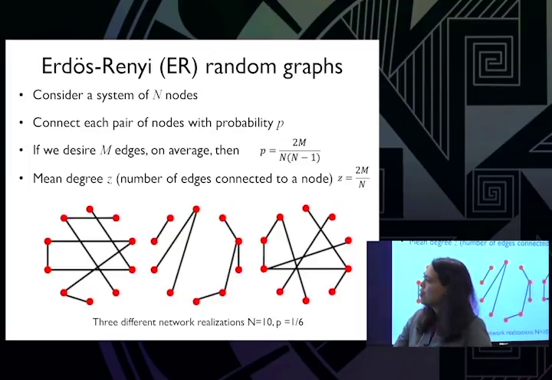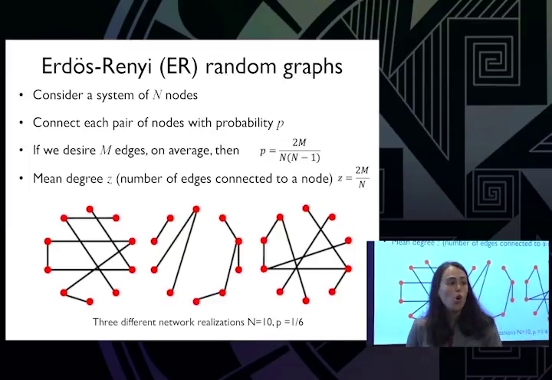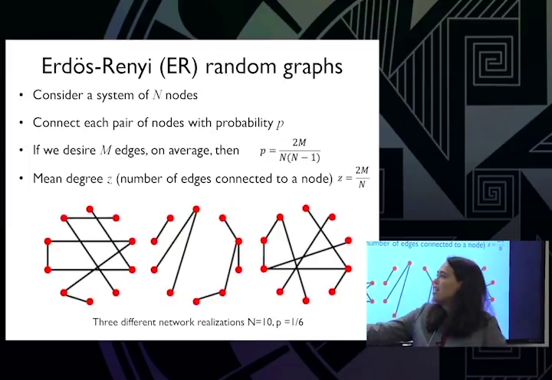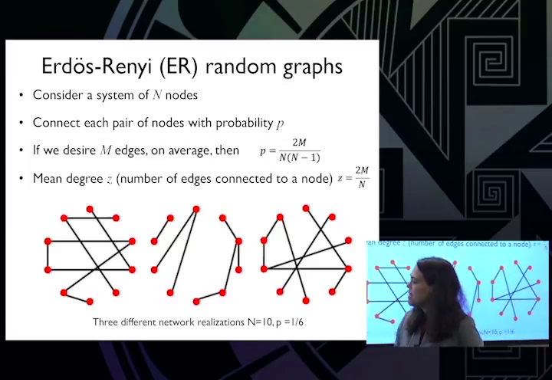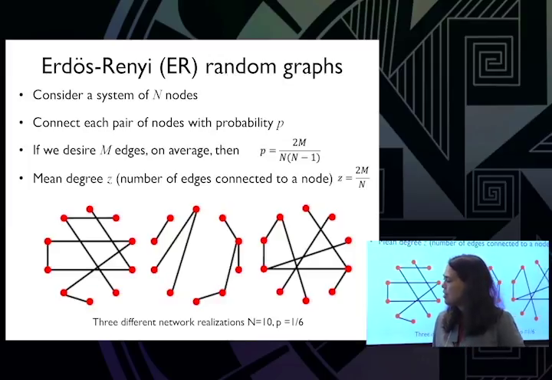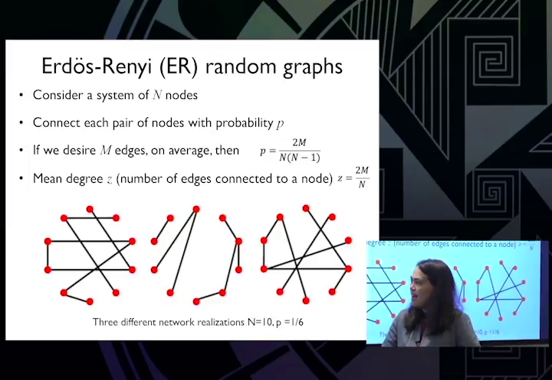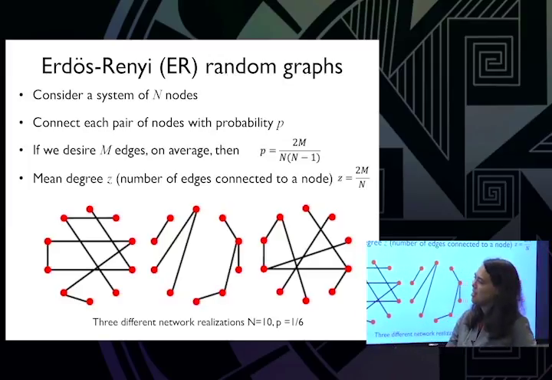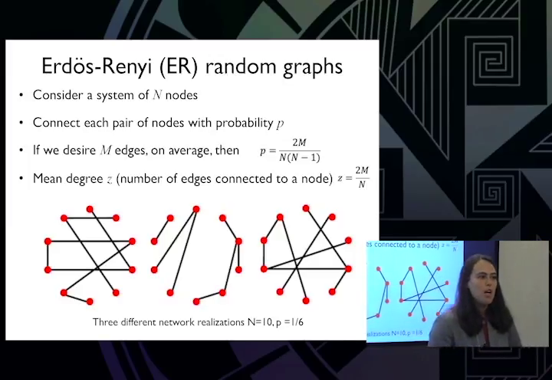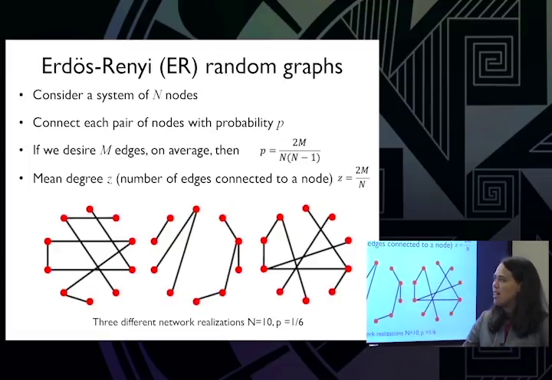And then I go through each pair of nodes. Let's say I start with this node, I look at every other node. For each pair of nodes, I flip a coin. If that coin flip says that I should connect them, then I do so. So here, these are 3 different network realizations. I have 10 nodes, and my probability of connecting any pair is a sixth here. I do this a few times. I get 7 edges one time, 8 edges another time, 9 edges another time. But these are different networks that have completely random structure that I've created.